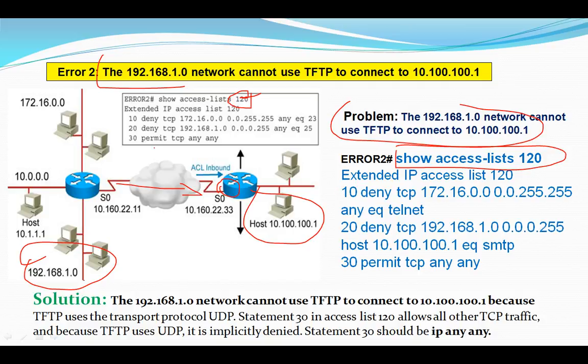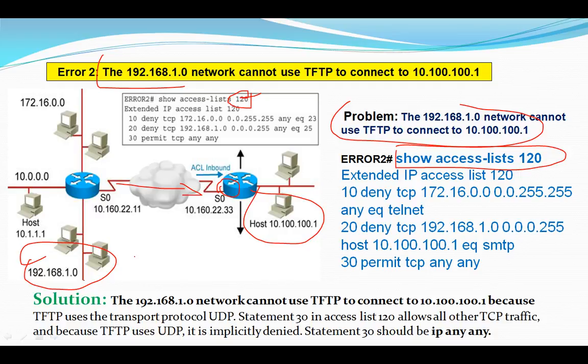The output here: 10 denied TCP 172.16.0.0 with wildcard mask, and any equivalent 23, and again I have 10, 20, 30. So we will try to understand what the problem is here. It is denying telnet, and the second one is denying SMTP, and it is permitting TCP any. So we will see what the problem is here.